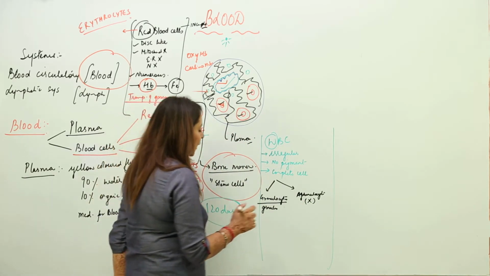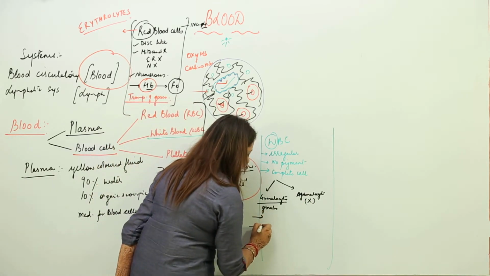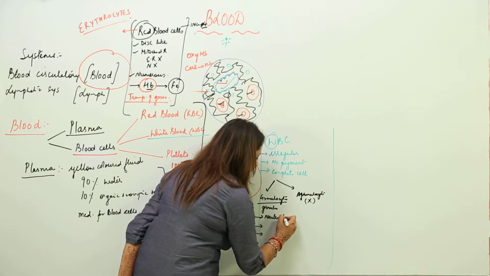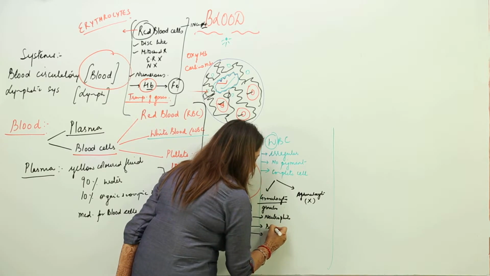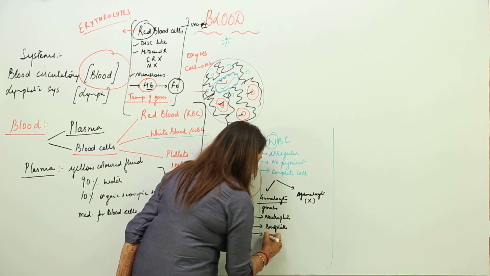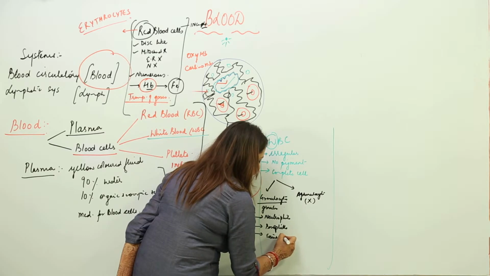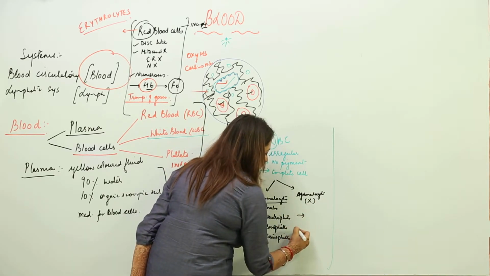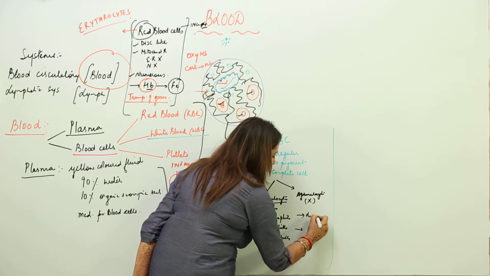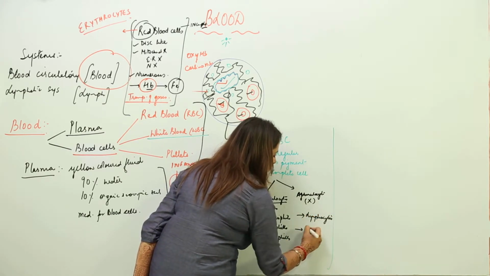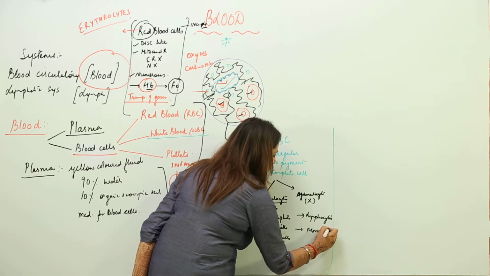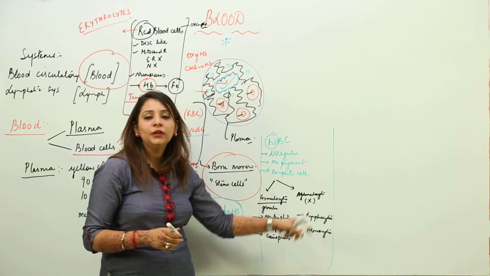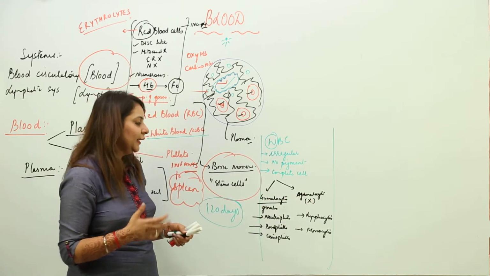Granulocytes are of three types: neutrophils, basophils, eosinophils. And agranulocytes are just of two types: lymphocytes and monocytes. Now what is the basic difference between the two? The difference between them is that one contains granules and the other lacks granules.